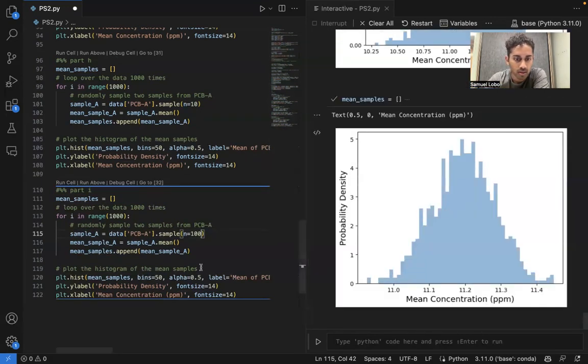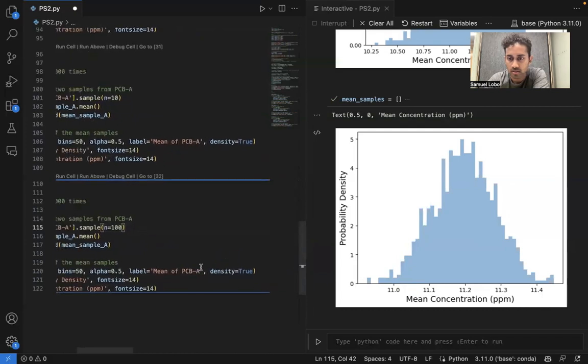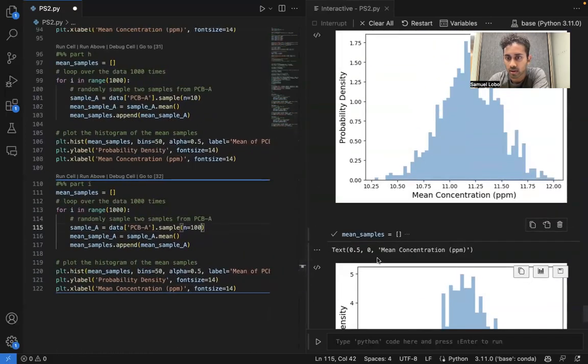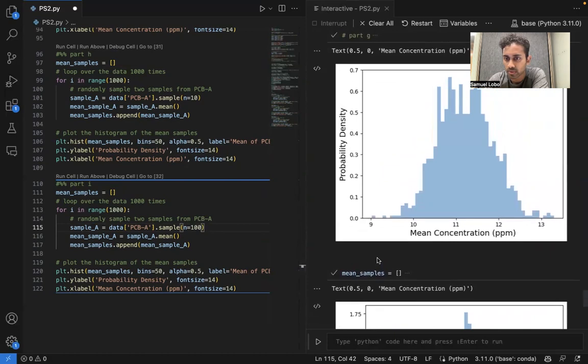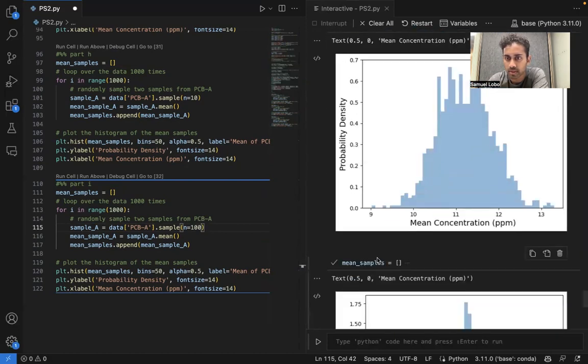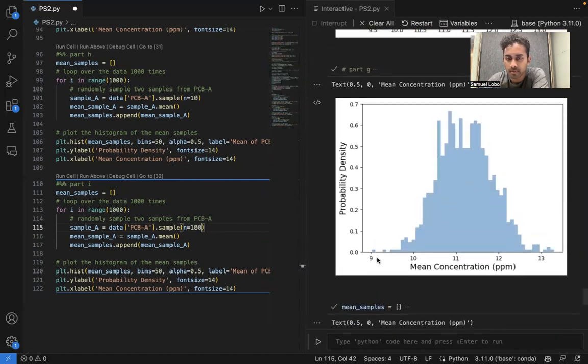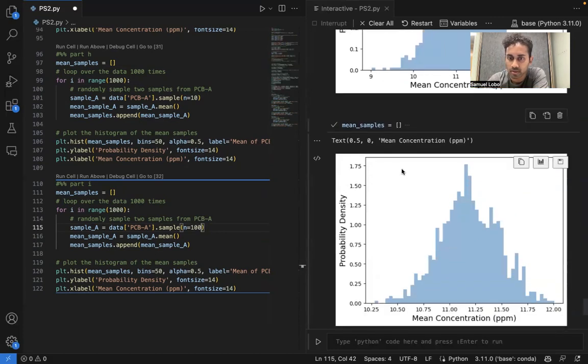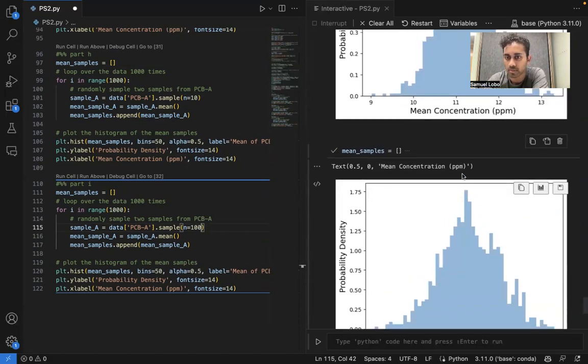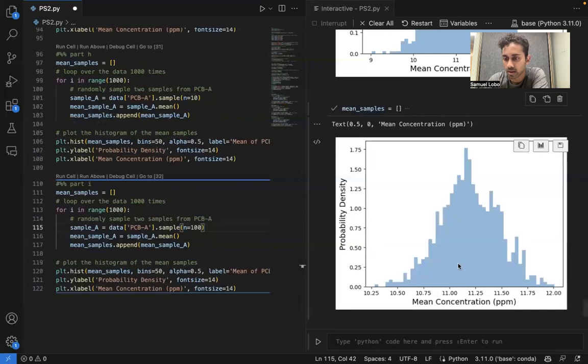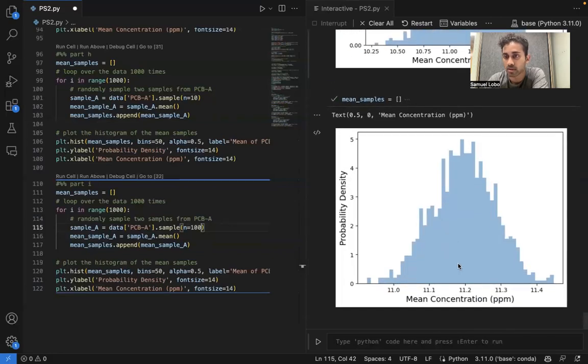It looks like, is it getting skinnier? So over here, this is our first one, right? This is a 2 sample one, and our probability density has a max at 0.65. Over here, it's like 1.75, and it looks like we're getting a little tighter. And over here, it looks like we're getting even tighter. So yeah, it could be deceptive.